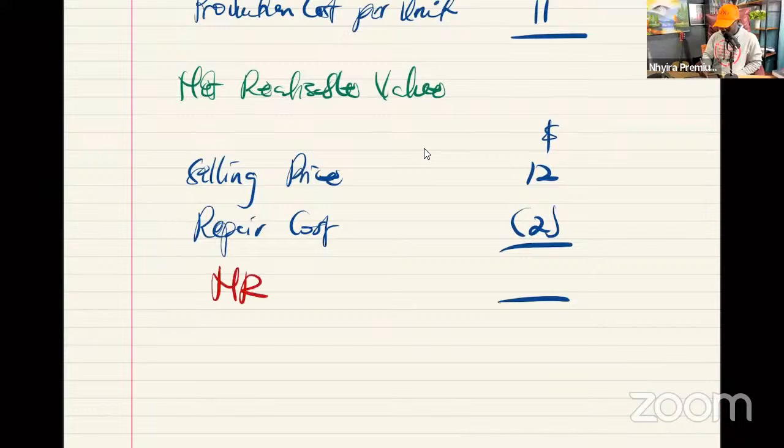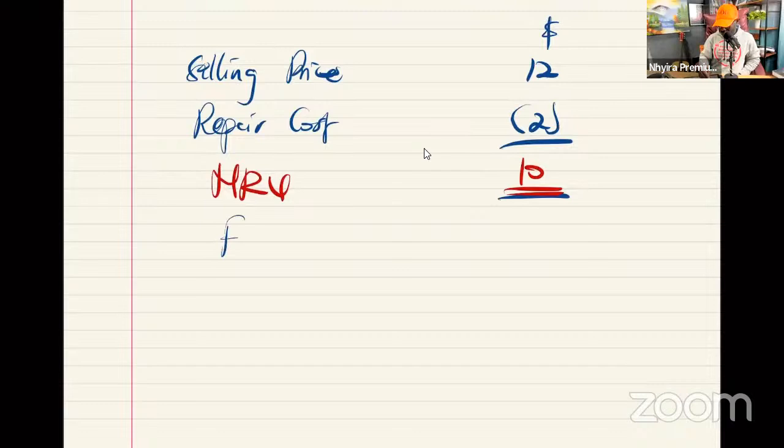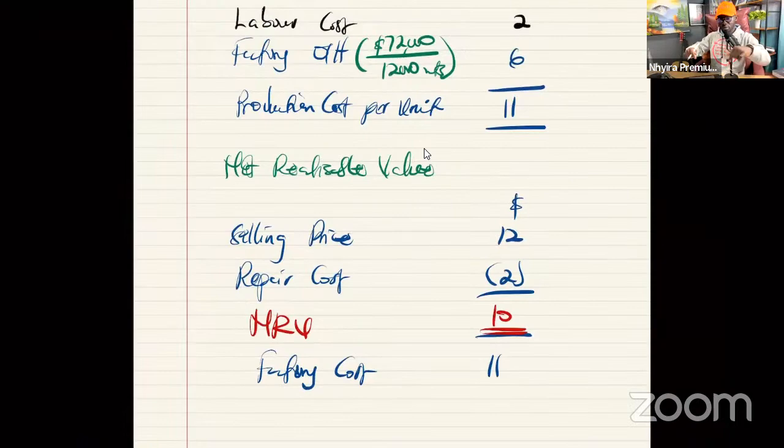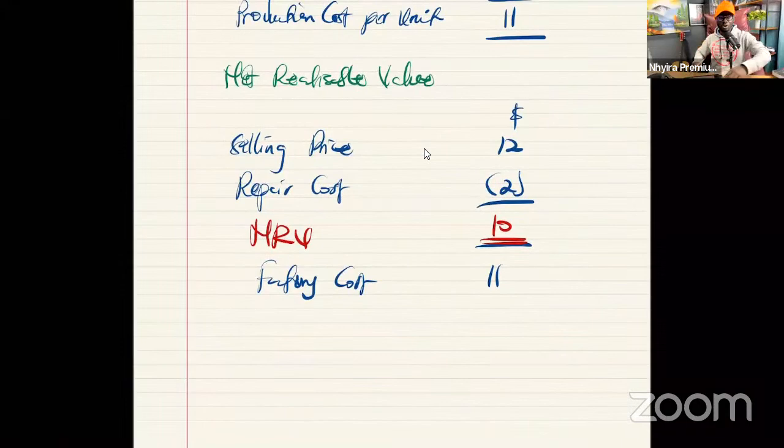Stay with me carefully. If you compare the net realizable value to the factory cost we calculated earlier, the factory cost was $11. So we carry inventories at the lower of cost and net realizable value. So the damaged inventory will be carried at the net realizable value of $10. In that case, what will be the value of our closing inventory?